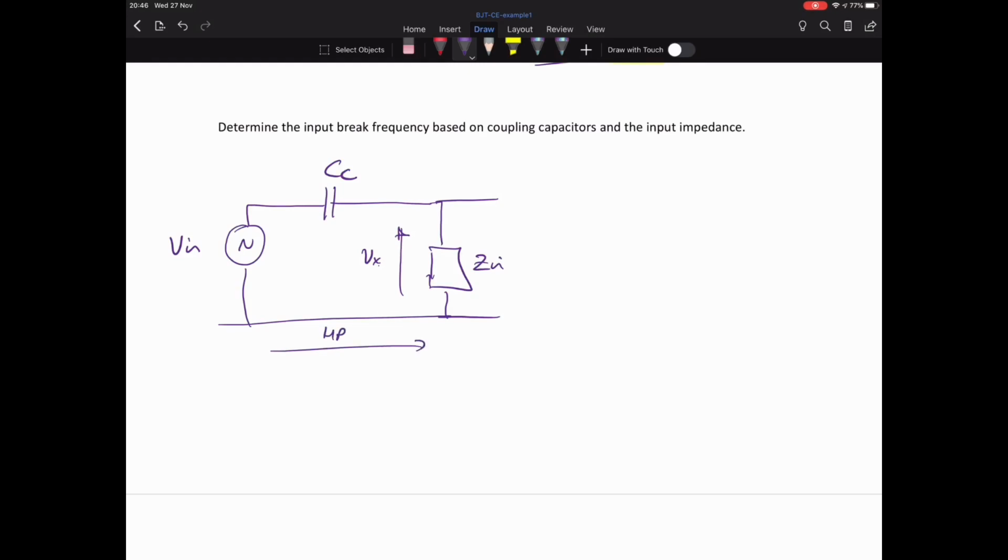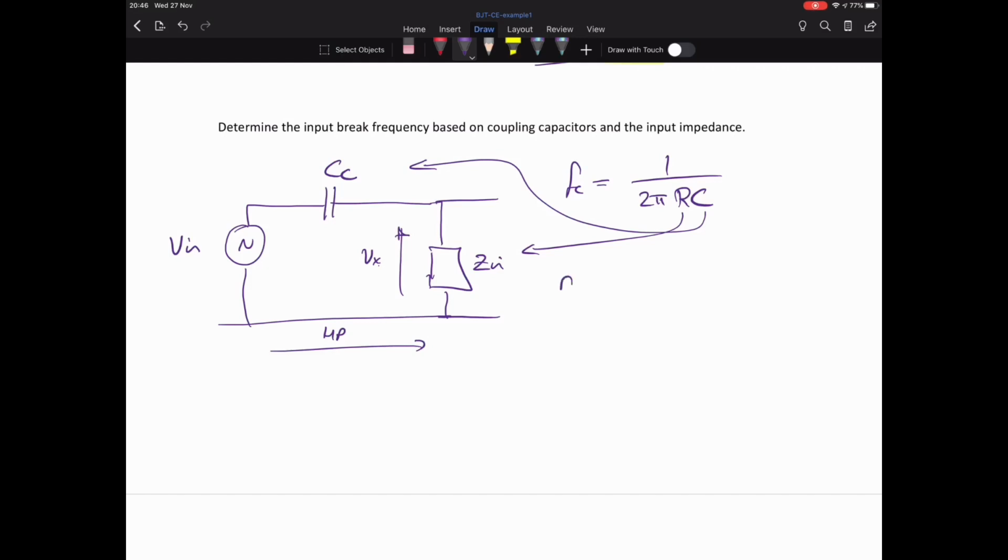Okay, so it's high pass in design. Now, we could go through the maths of a high pass, but it's not really relevant to do that here. We can just remember the expression. The break frequency for a high pass is 1 over 2 pi RC. Okay? In this case, R is Z in, and C is the coupling capacitor.